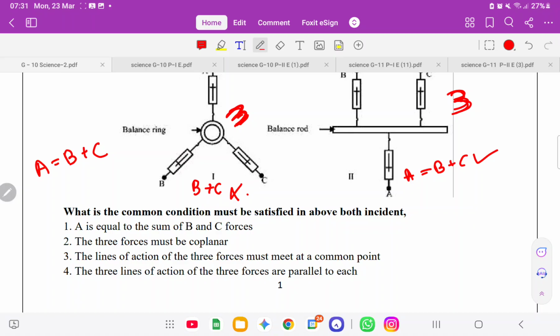There's an angle, so you need to measure this angle, theta and alpha. That is another way, but they should mention that the resultant force of B and C forces is equal to A, not the sum. Clear? If not clear, just mention in the chat. If this question is not clear, I will explain again at the end of this session. I'll touch on it again because these are very important.